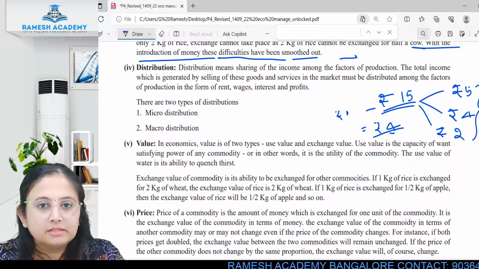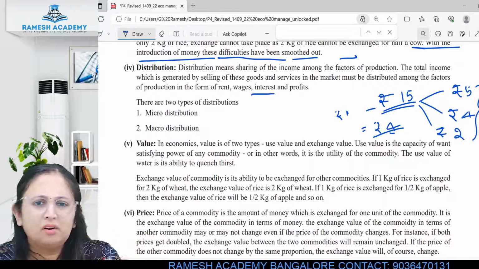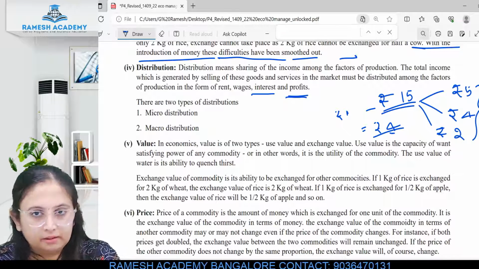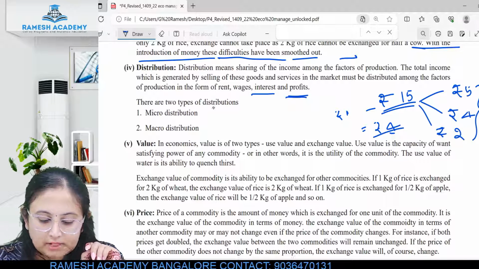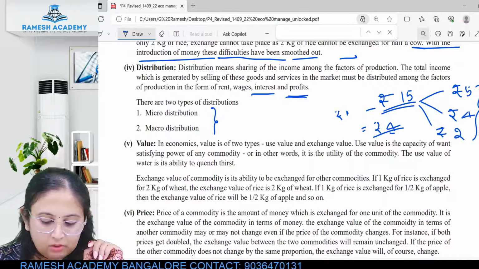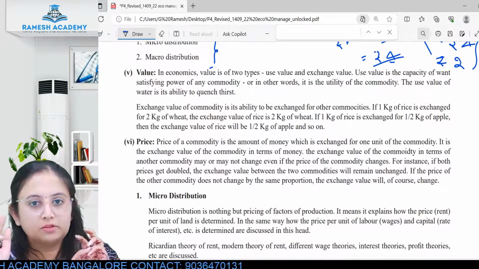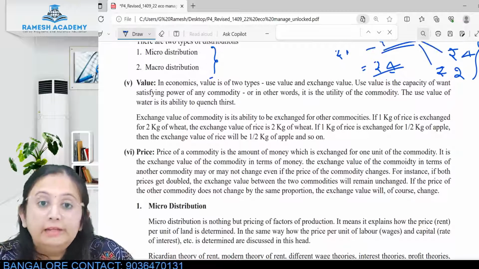So interest is if I have taken any loan, so interest I have to pay to the bank or any financier. Okay, so that later it is profit which I take as an entrepreneur. So distribution can be of 2 types, one is micro distribution and one is macro. So that we will see later. As of now we will just understand that there are 2 types of distribution, one is micro and one is macro. Next we will go to value.